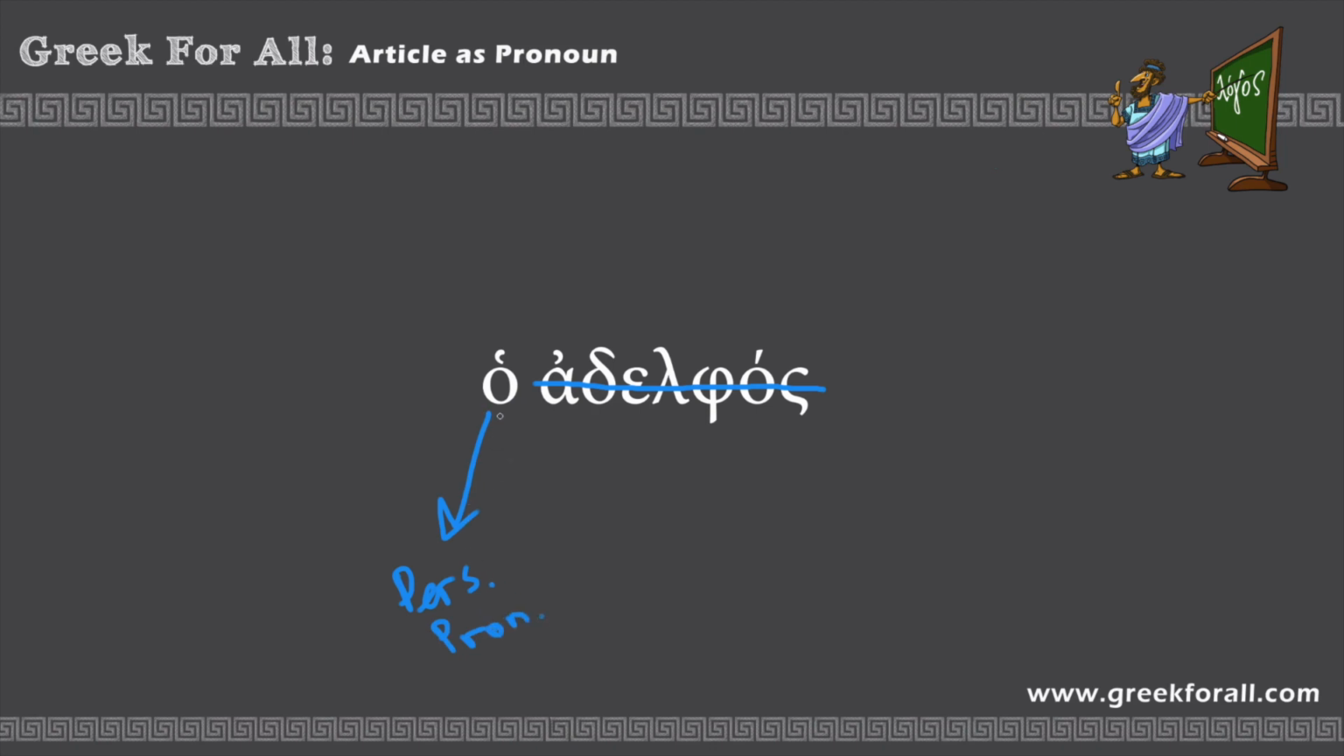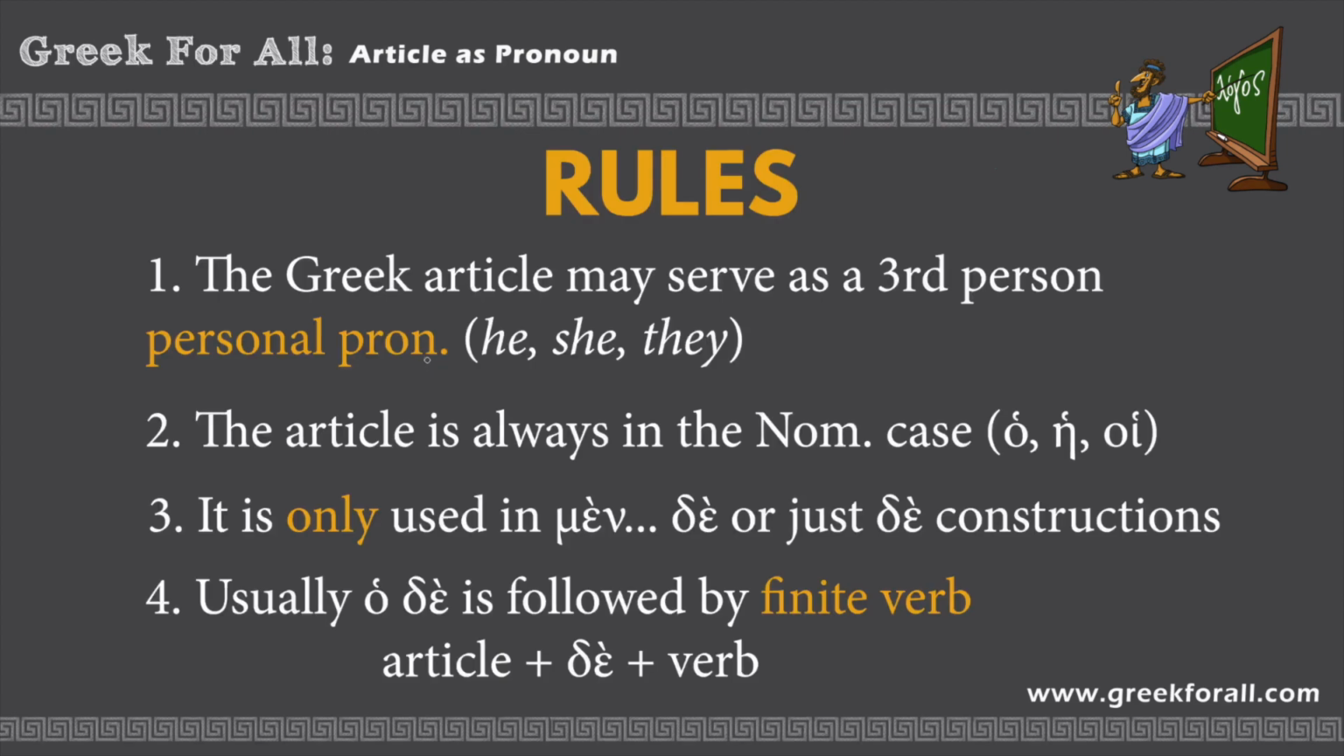Please understand, the article does not become the personal pronoun. Usually it represents this word which is omitted. However, when we translate it into English, it's better and the easiest way to translate it as a personal pronoun. Let us take a look how to identify this construction in the Greek text and how to translate it. We have 4 simple rules, which are so simple that you will not even notice them when you go into the examples.